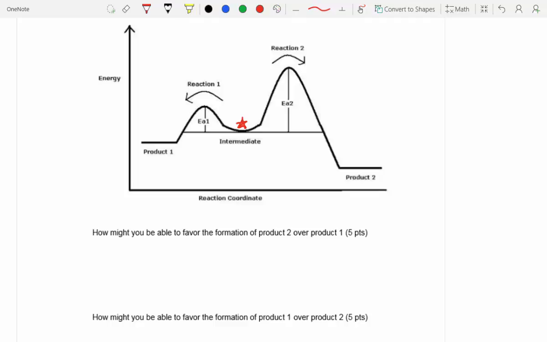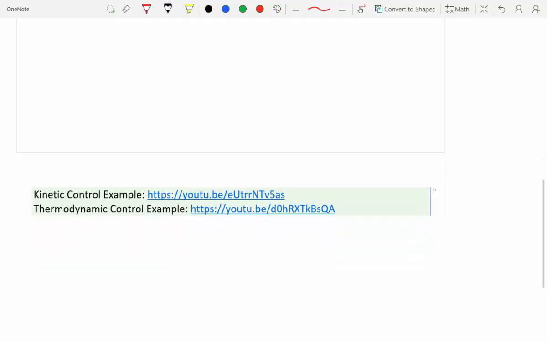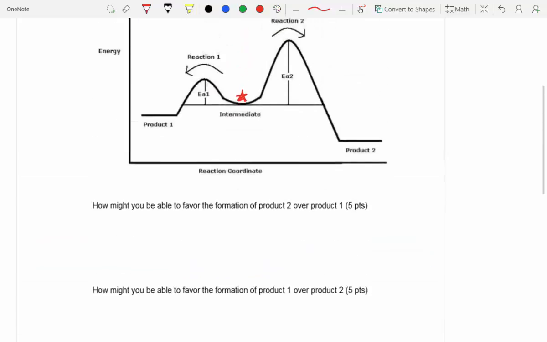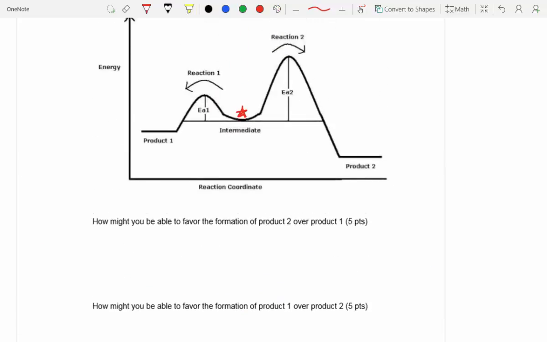You guys want to see a video? All right. So for the first one, we're going to look at forming product 1. So this video is how can we exclusively isolate our less stable product?